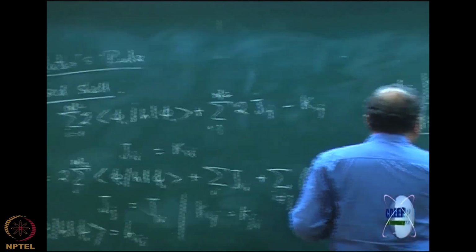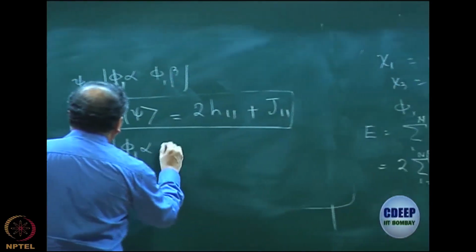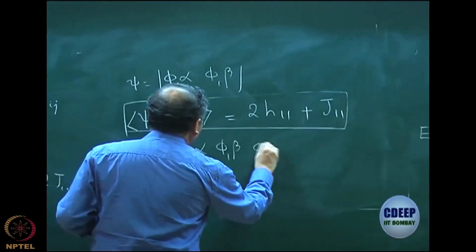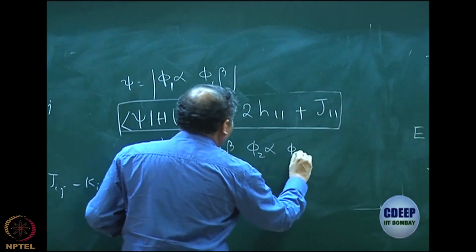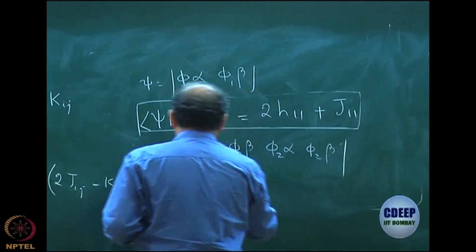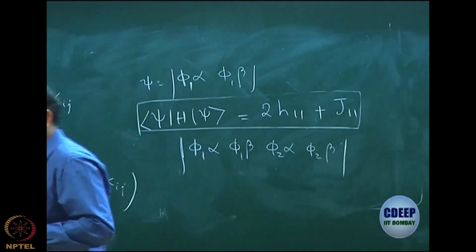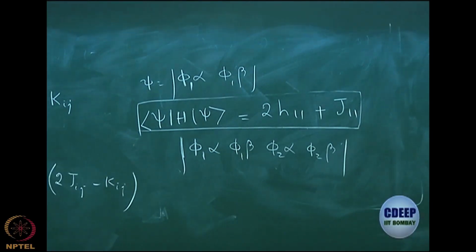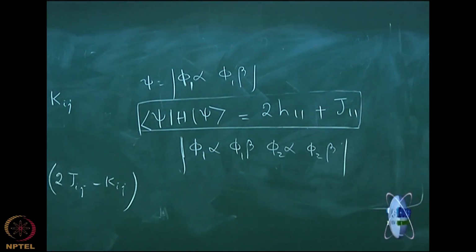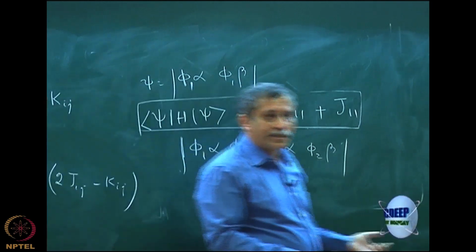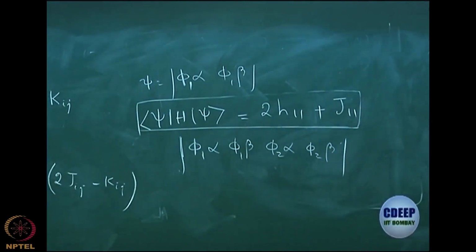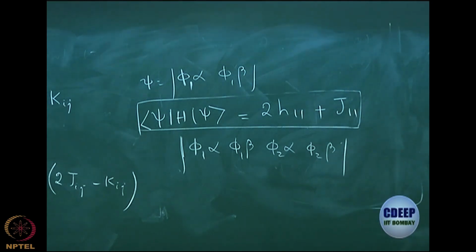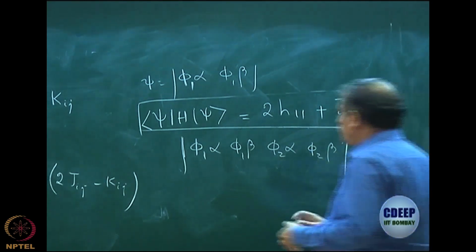Let us take another determinant, phi 1 alpha, phi 1 beta, phi 2 alpha, phi 2 beta. So this could be helium atom. Hey, this could be beryllium atom, right? 4 electrons. This could be beryllium atom. So phi 1 is 1s, phi 2 is so-called 2s. Whatever it is, this is not again hydrogenic 1s and 2s. We will find that out. But given a phi 1, phi 2, you can now apply the same form. So what will be the energy?